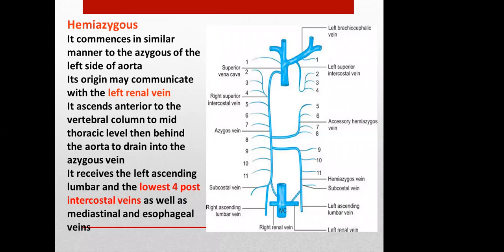The hemiazygous vein arises in a similar manner to the azygous vein, but it lies to the left side of the aorta. This is the hemiazygous. Its origin may communicate with the left renal vein. There may be a communication between the left renal vein and the hemiazygous. It ascends anterior to the vertebral column to the mid-thoracic level, and then behind the aorta, it will drain into the azygous vein. It receives the left ascending lumbar vein, this is the left ascending lumbar, and the lowest four posterior intercostal veins.